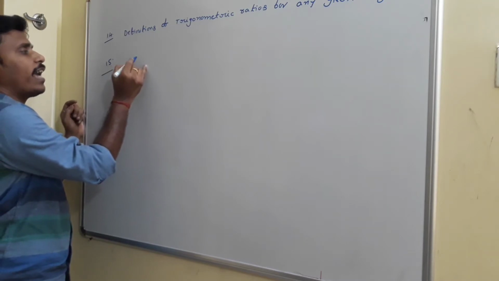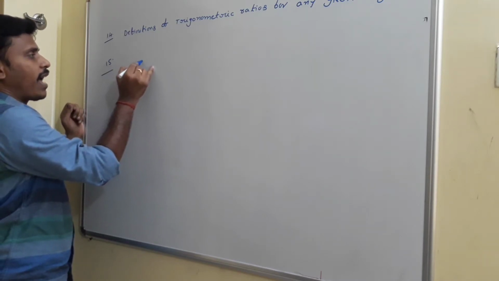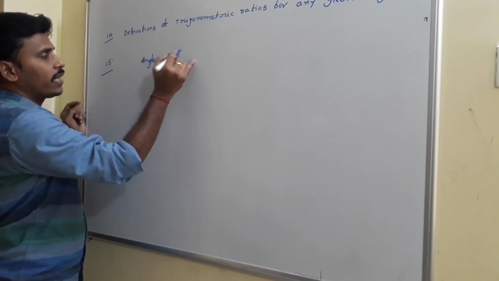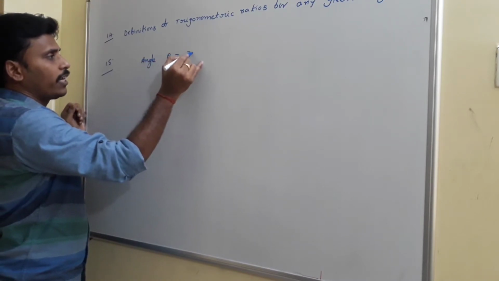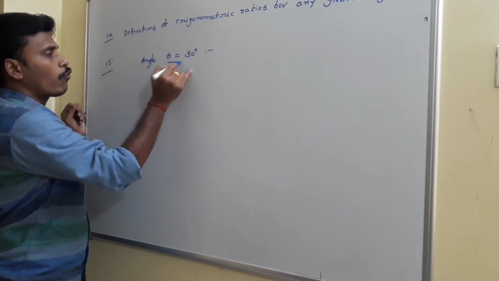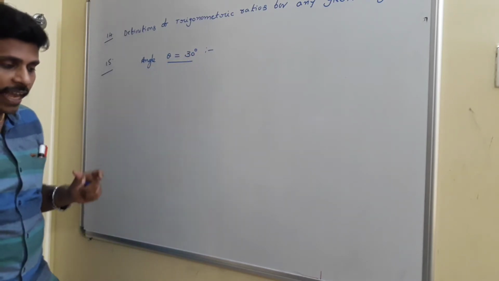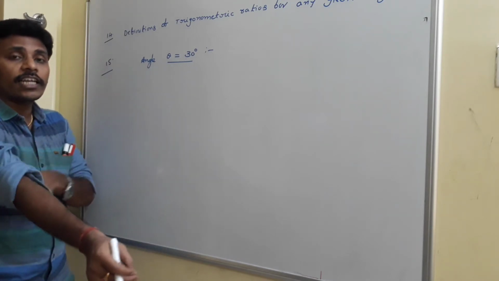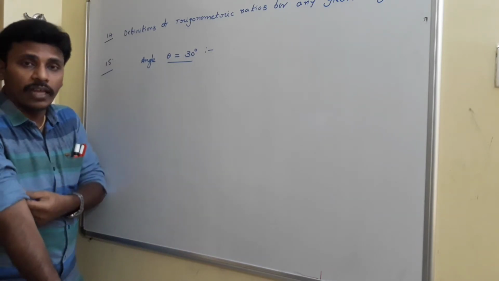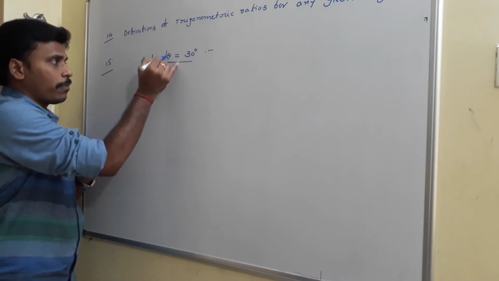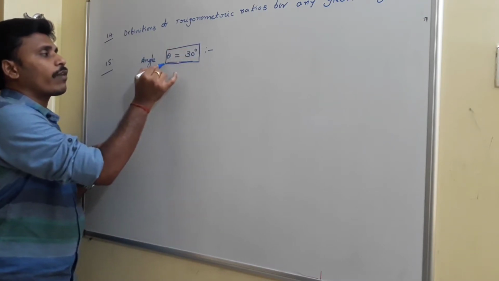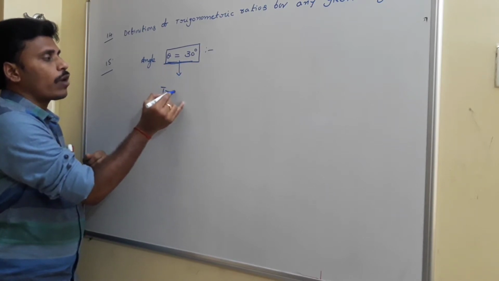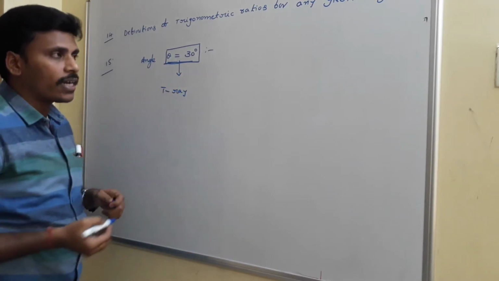Suppose we take any angle, say theta is equal to 30 degrees. I am going to find trigonometric ratios for an angle of 30 degrees. How to proceed? This is the first step: identifying the angle from the given problem. And the next step is what? You need to draw its terminal ray in the coordinate system.